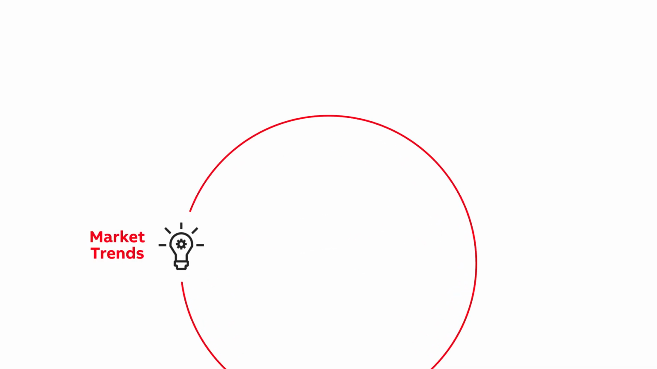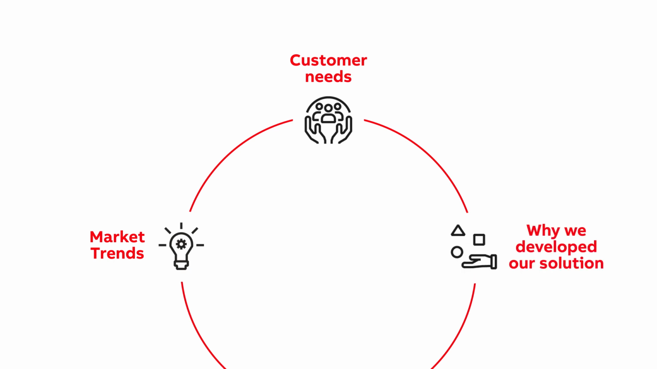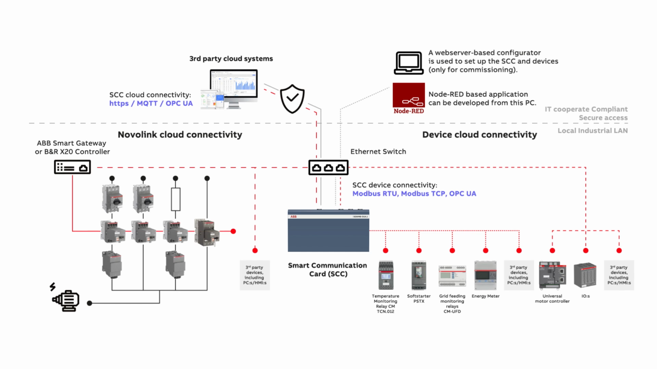IT and OT are converging rapidly. Customers are looking for devices which can connect their data from the field to the cloud, and at the same time, can perform logics. Smart Communication Card is an IT/OT device to enable connecting your machines and processes to cloud-based portals, and at the same time, perform control logic using Node-RED.